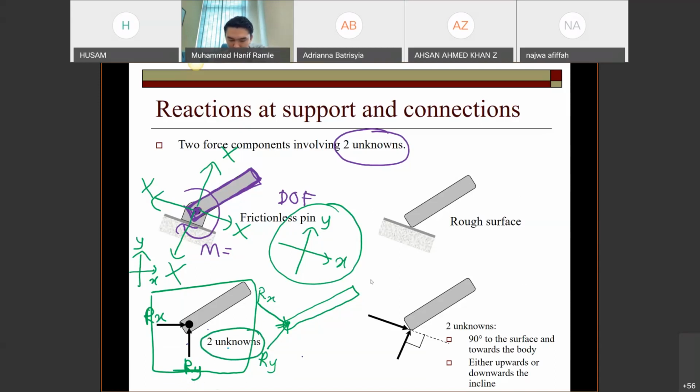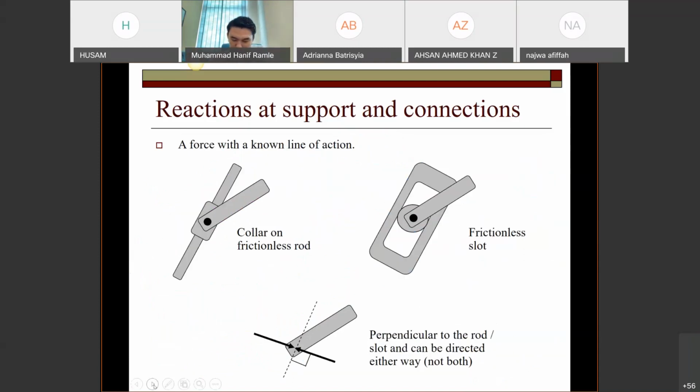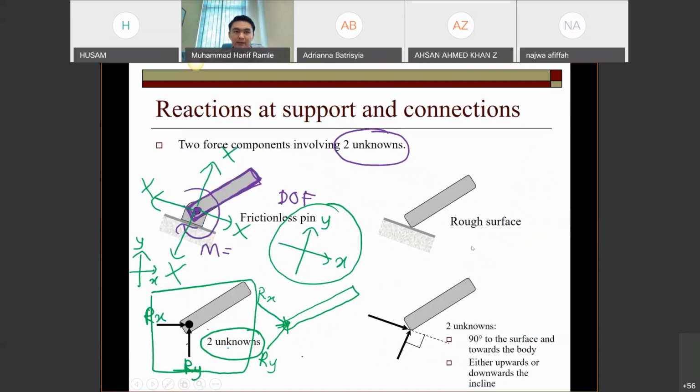Same goes to the rough surface. The previous one is a frictionless surface. There is no friction. The surface is very smooth. But this time around the surface is rough, meaning that the surface has friction. The interface between the surface and the body has friction. So same goes to this rough surface. If you have this rigid body, you can only rotate this rigid body like this.